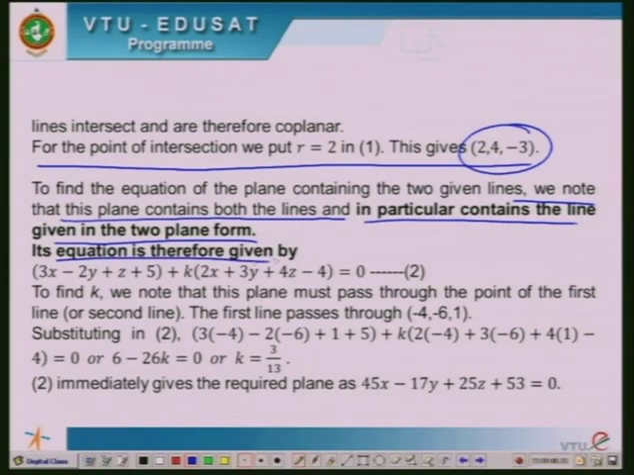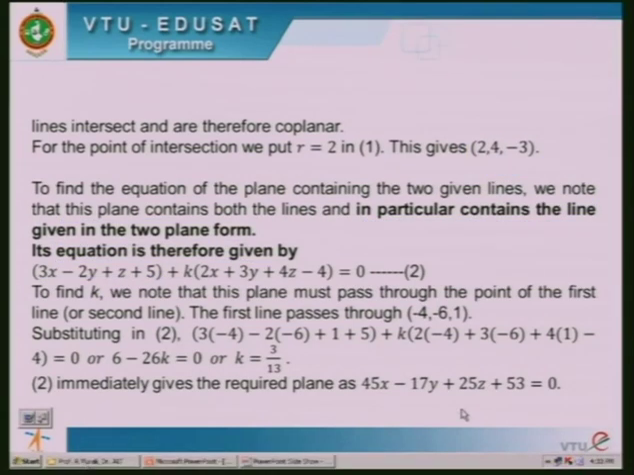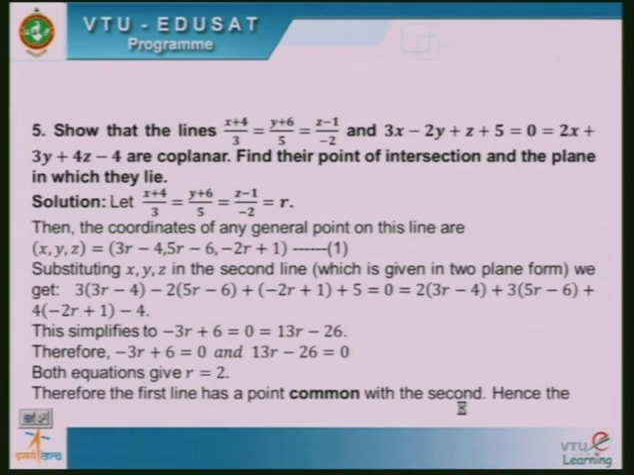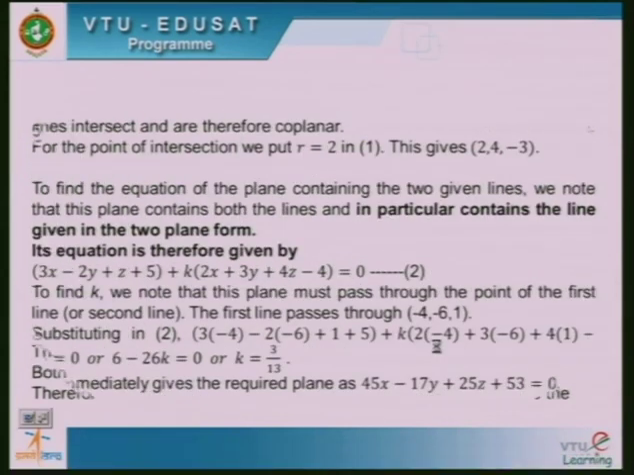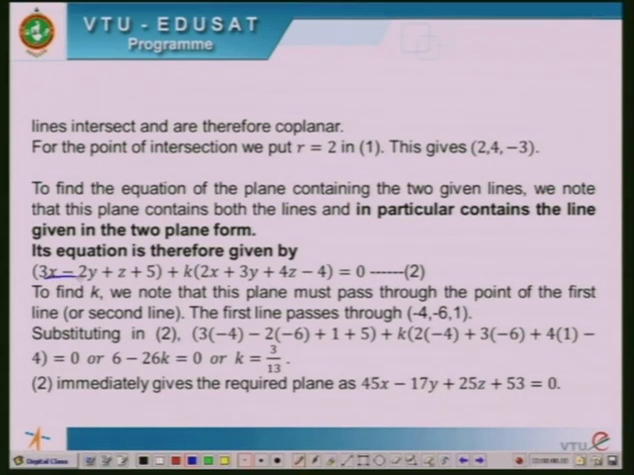And this equation is the first plane. So, what we are doing, friends, is we are taking this line in two plane form, and finding the plane through the intersection of these two planes, which is the first plane plus k times the second. So, that comes to 3x minus 2y plus z plus 5 plus k times (2x plus 3y plus 4z minus 4) equal to 0.